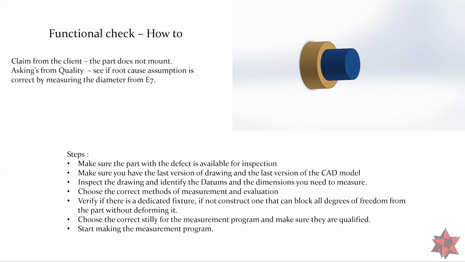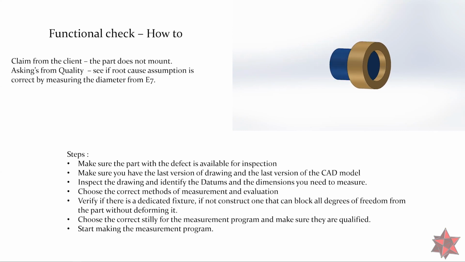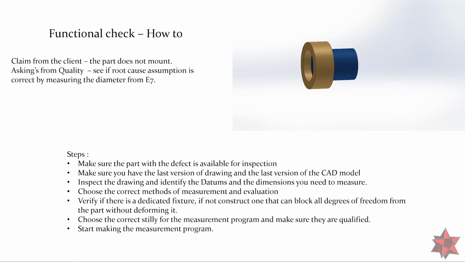And these steps are: make sure the part with the defect is available for inspection. If not, then you should ask for a part from the actual production to see if the defect is also in the actual production. Make sure you have the latest version of the drawing and the latest version of the CAD model, if a CAD model is available.